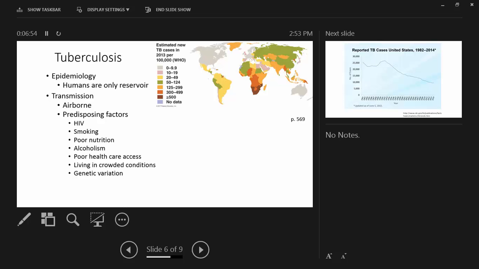As you can see, that's not been the case. About 1.5 million people die worldwide of TB every year. That's pretty much what we're holding at. So it's made a huge resurgence, not just because of AIDS, but because of drug-resistant strains that are showing up as well. This is an airborne transmission.